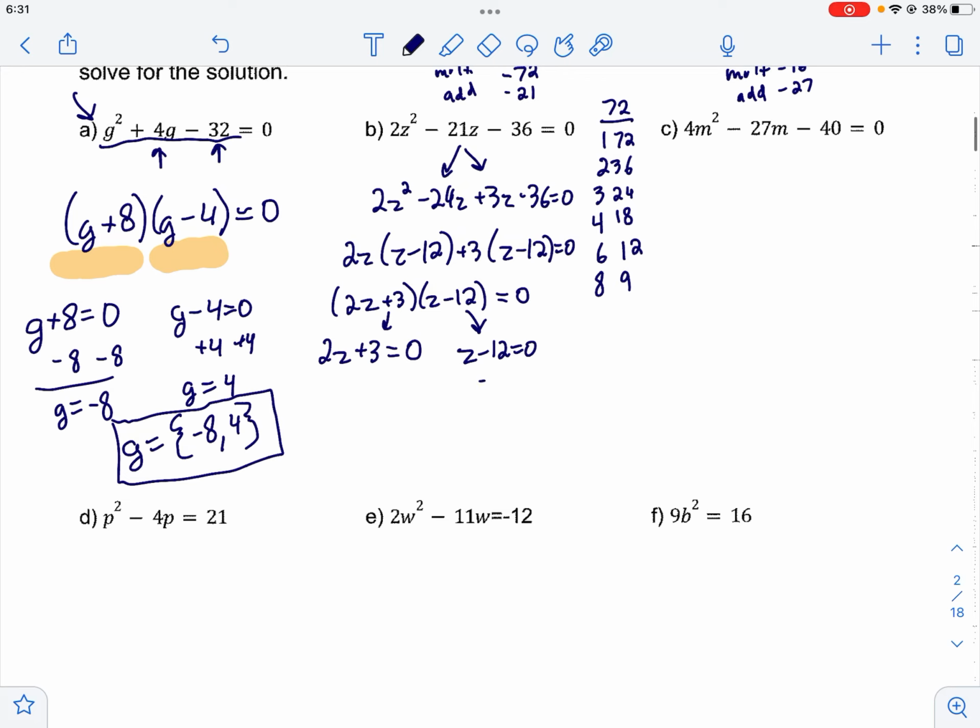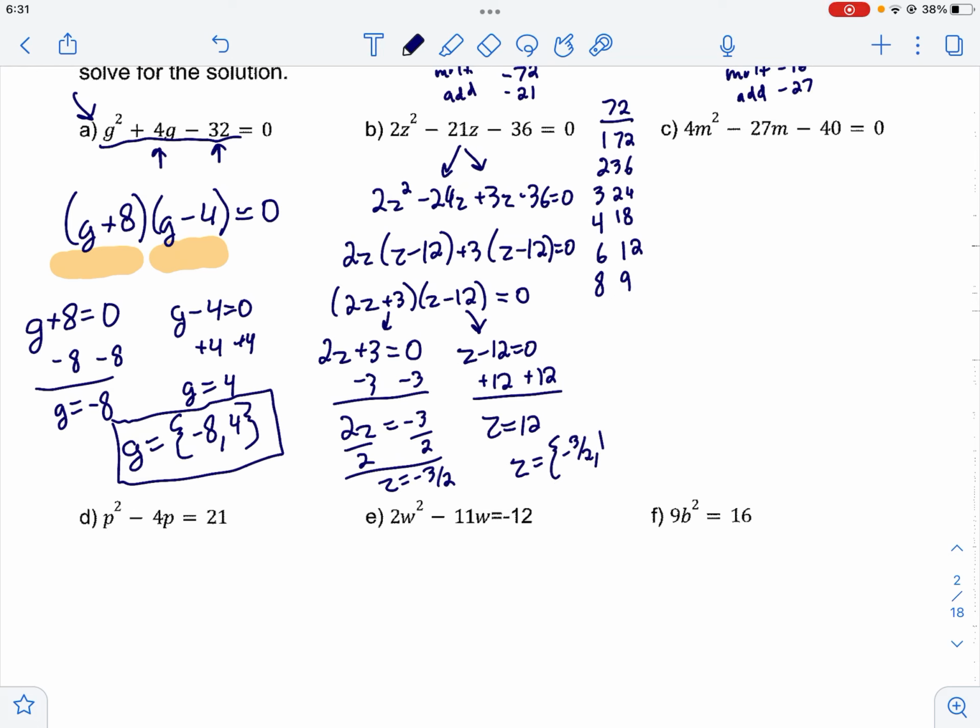Then we solve each of our two equations. We'll end up with z equals 12 and z equals negative 3 over 2. All right, to find our final answer, we always write the smaller solution first and the larger solution second. So negative 3 over 2, and 12.